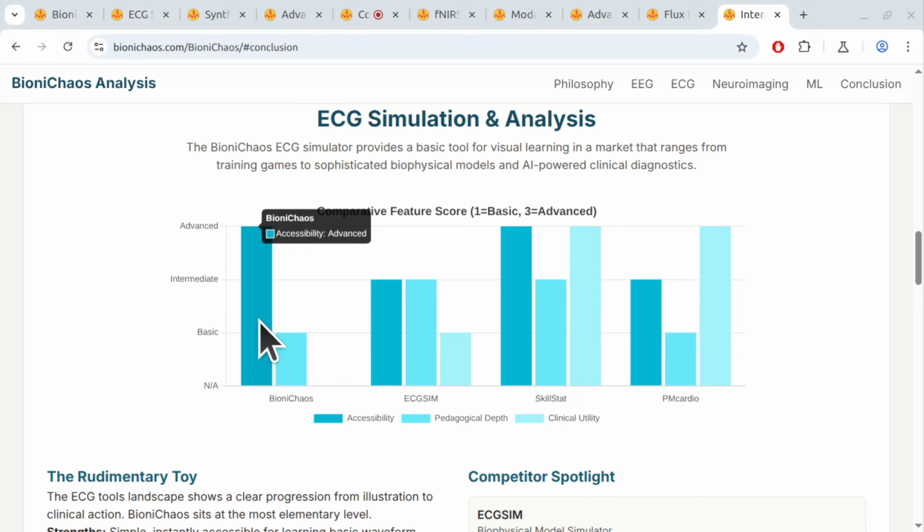It's incorrect. Can you double check? Apologies. I see what you mean. Looking at the chart again, the Bionic Chaos simulator is rated advanced in accessibility and pedagogical depth, but basic in clinical utility. The other simulators have varying ratings across the three features. My apologies for the mistake.